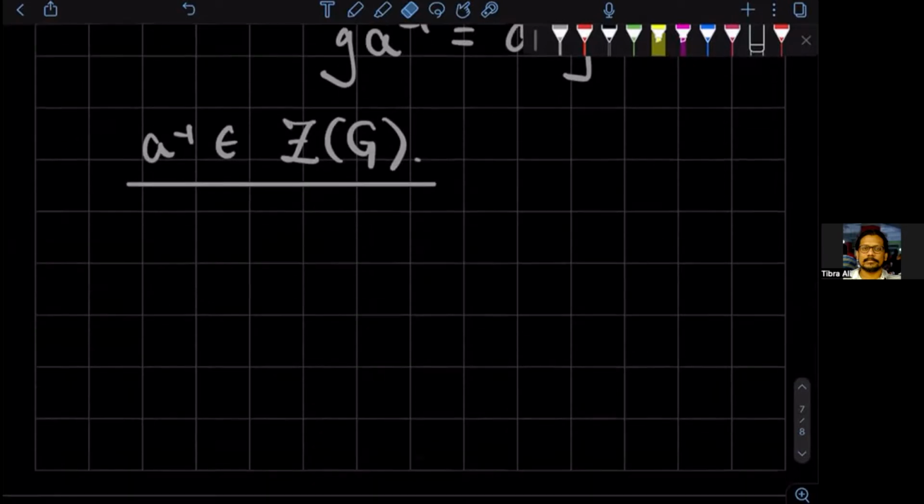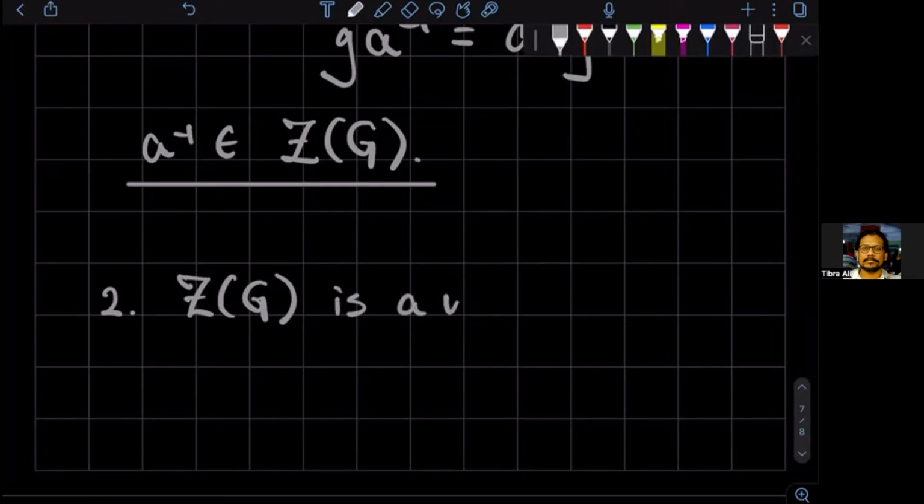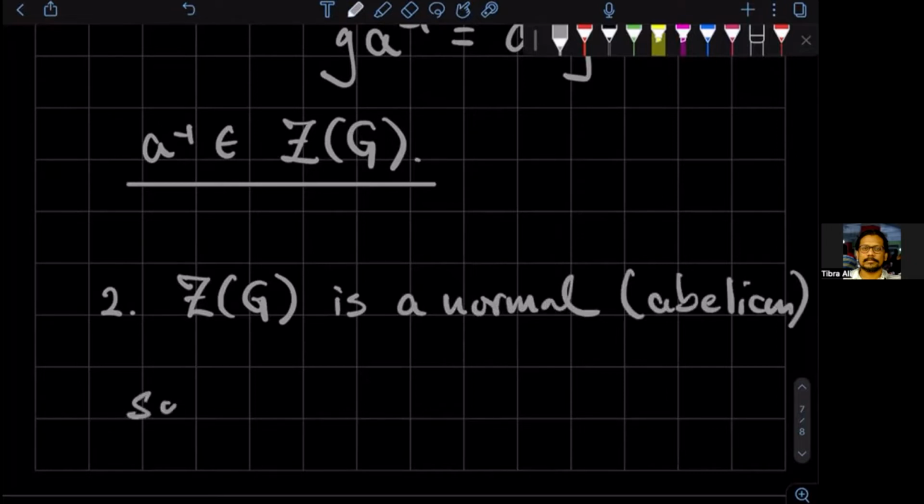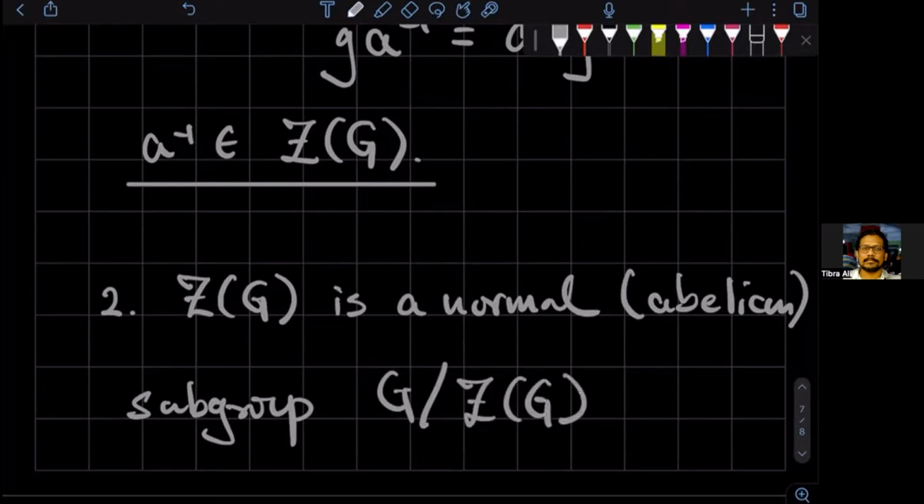Okay, so I made another comment, which was something that was picked up by Okono. The comment was that Z of G is a normal subgroup, because it's abelian, right? So it must be normal. It's normal because it's abelian. That means that G over Z of G is a quotient group.